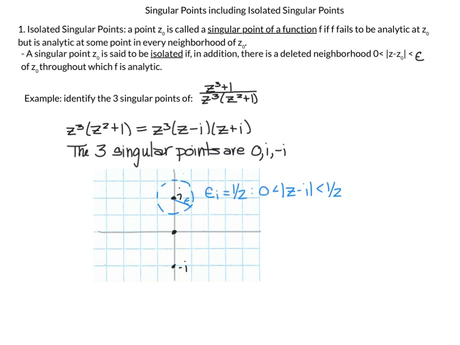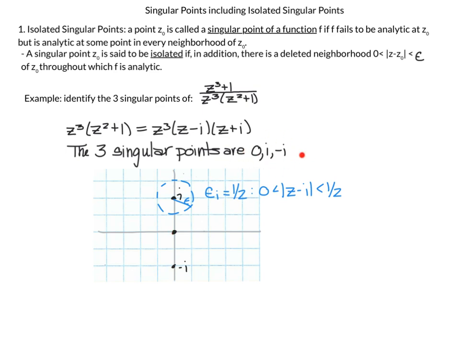What I can do, and we're going to use this technique again in the last example, is look at i and find the nearest other singular point, and that would be 0. The distance between i and 0 is 1 unit. So that means I can take any epsilon less than 1, and in this case I'm going to take epsilon of i equal to 1/2. That's certainly less. And when I draw a disk around i, you can see it will not include any of the other singular points. It does not include 0. It doesn't include negative i.